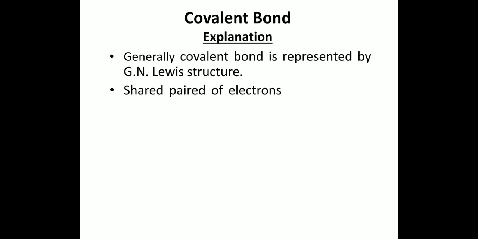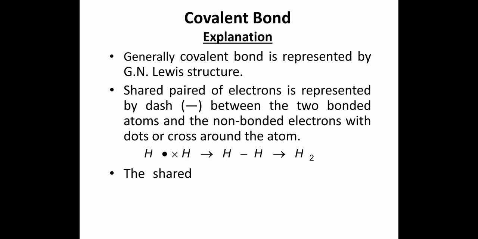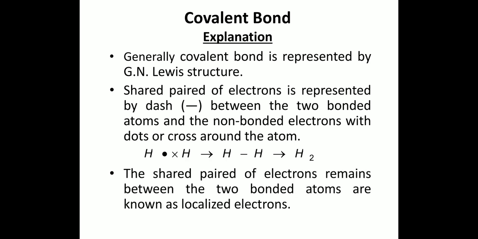Now, how is a covalent bond represented? Gilbert Lewis proposed that two atoms could attain a stable configuration by sharing electrons between them. So we represent the covalent bond by the Lewis structure. It represents the covalent bond by sharing of valence electrons. In this structure, the shared pair of electrons is represented by a dash or line between the two bonded atoms, and non-bonded electrons with a dot or cross around the atom.